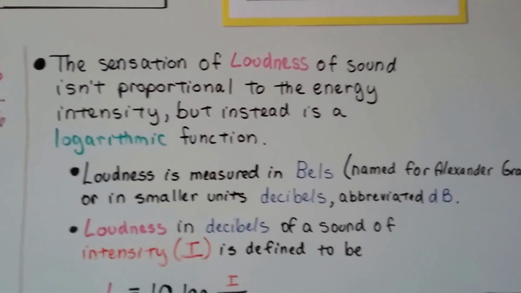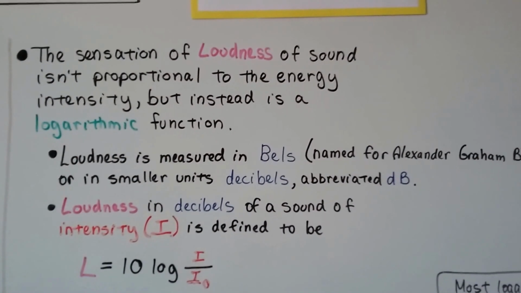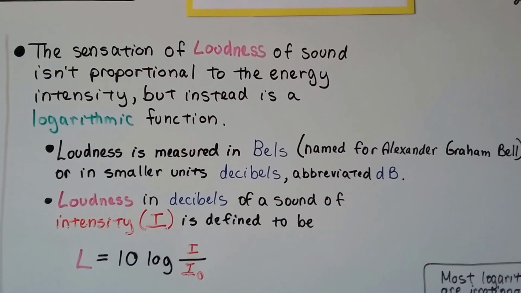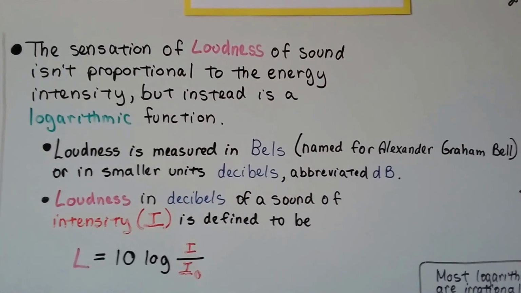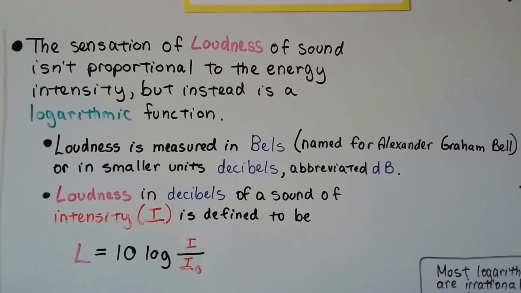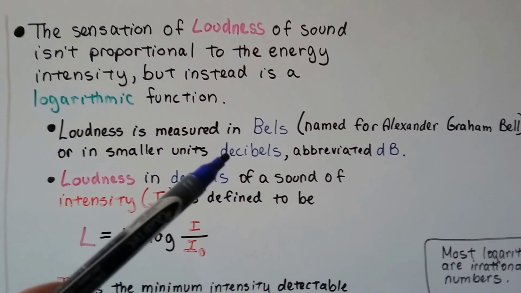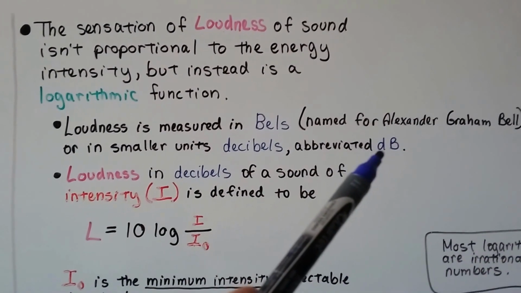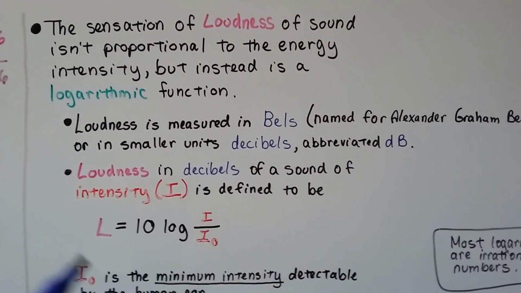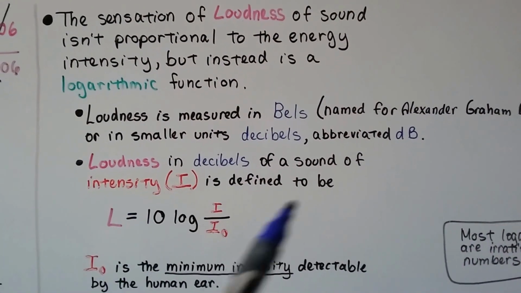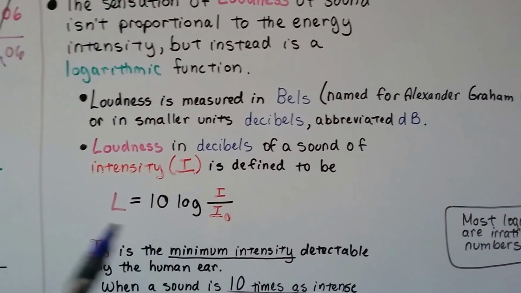So the sensation of loudness of sound isn't proportional to the energy intensity, but instead is a logarithmic function. And loudness is measured in bels. It's named after Alexander Graham Bell. Or it's measured in smaller units, decibels, and it's abbreviated with a lowercase d and a capital B. Loudness in decibels of a sound of intensity I is defined to be this formula.